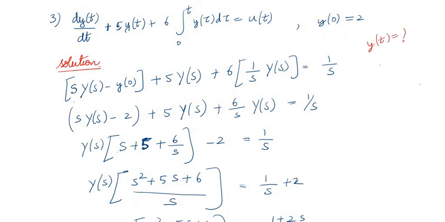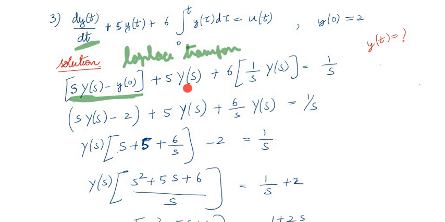Okay, so we are taking the Laplace transform. Right. So for the first term, dy of t by dt, it is s times Y of s minus y of 0. Then for 5 y of t, it is 5 Y of s. Here your integration is converted to 1 by s times Y of s.